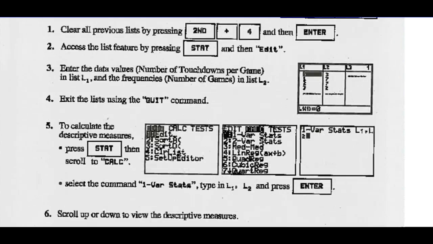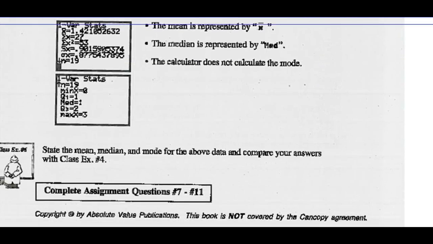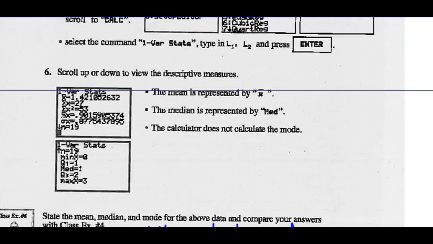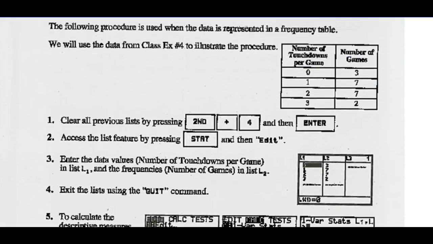So at the bottom of the page, it asks us to write these values. So the mean was 1.4. The median was 1. And again, the calculator will not figure out the mode for you, so we have to do that one ourselves. And from that frequency distribution table, it's pretty easy to figure out the mode, right? There were 7 1s and there were 7 2s, so the mode is the numbers 1 and 2.